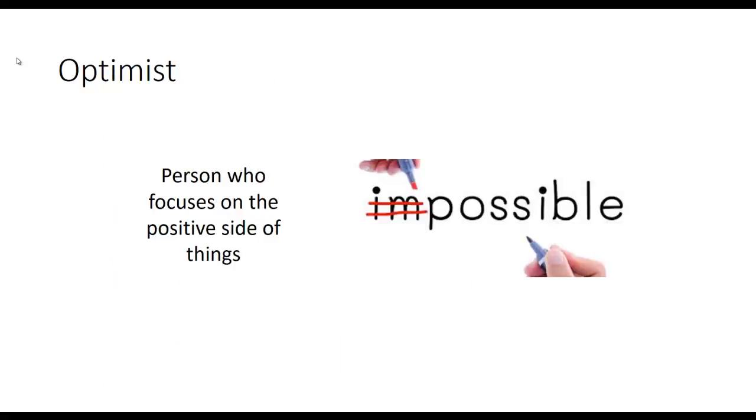Okay, an optimist. An optimist is a person who focuses on the positive side of things. You might have heard, are you a glass half full or glass half empty person? A glass half full person focuses on the positive thing in what you do have. That's a very optimistic viewpoint. A negative person might focus on the glass being half empty and what you don't have.